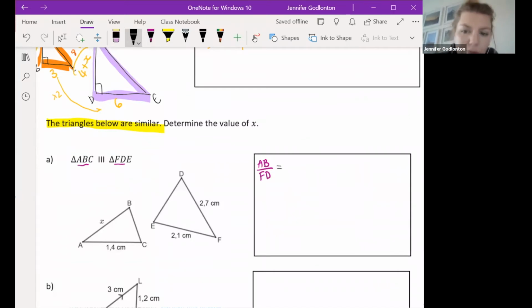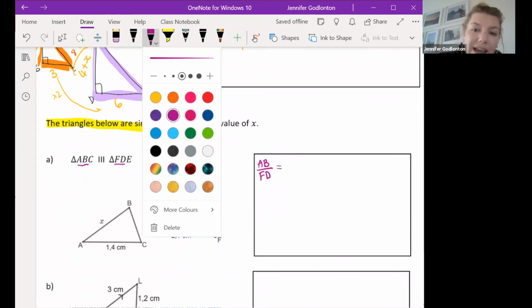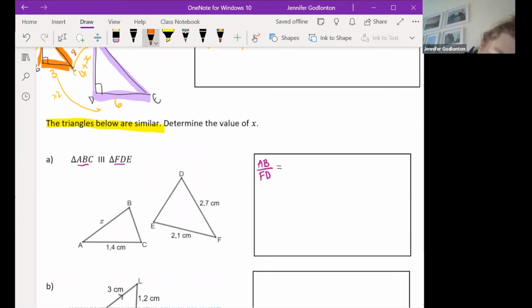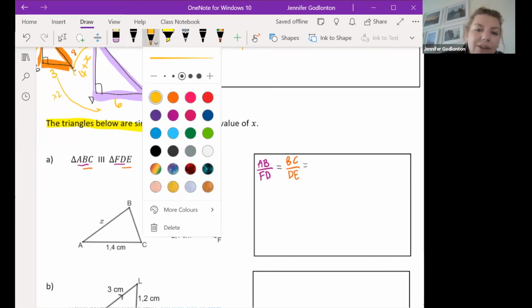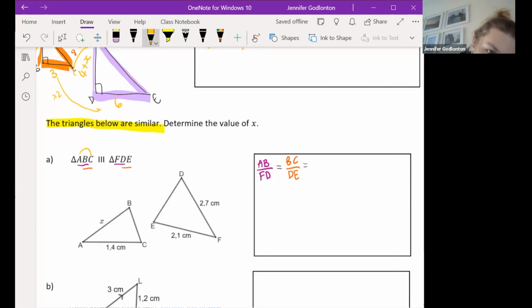And that is equal to... We're going to take the second 2 letters and the second 2 letters, so BC over DE. And then we're going to take the first and the last and the first and the last, so AC over FE. Okay, that's our first thing that we're going to write.